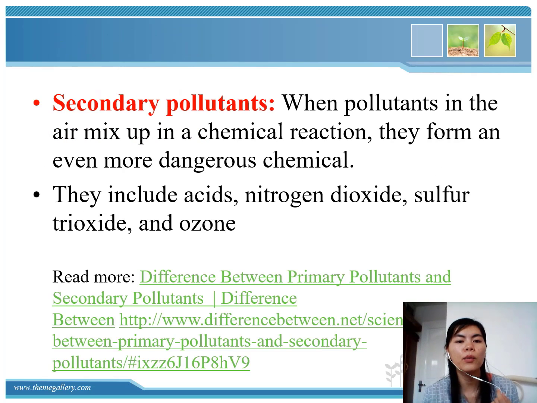Okay? And we have secondary pollutants. When pollutants in the air mix in chemical reactions, they form even more dangerous chemicals. They include acids, nitrogen dioxide, sulfur trioxide, or ozone. So you can read more references on this website that I give you, so you can sort out the difference between primary and secondary, and they have some examples of primary and secondary pollutants.